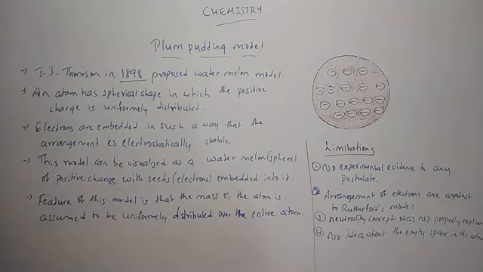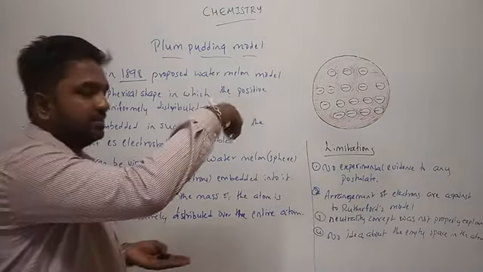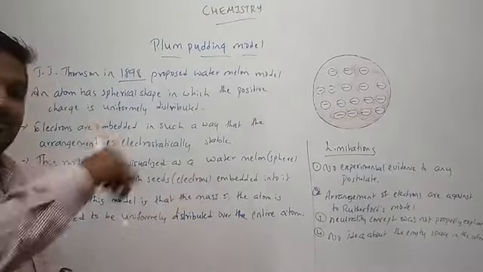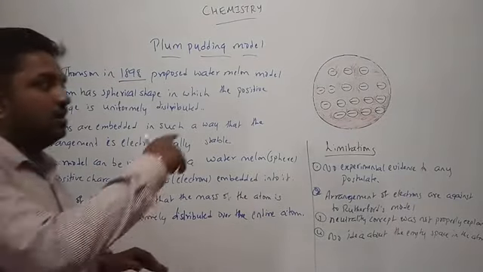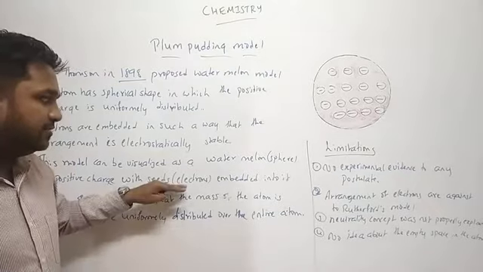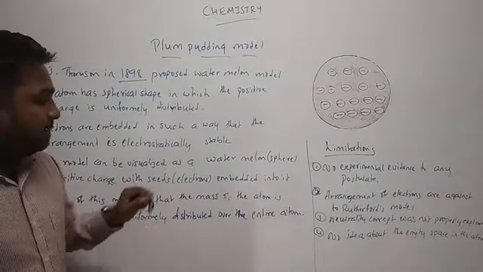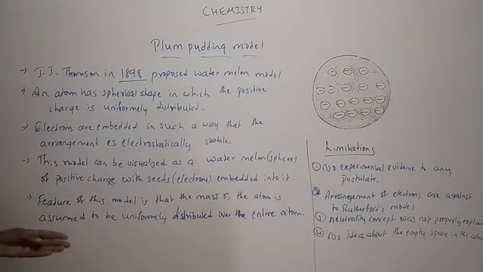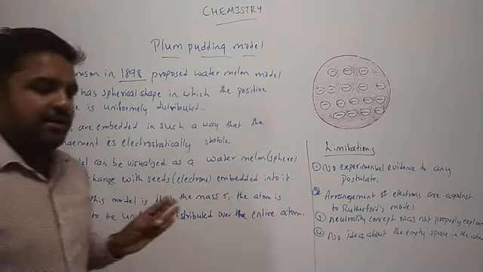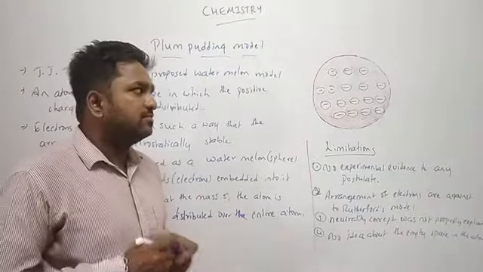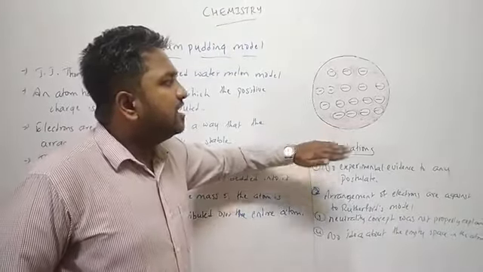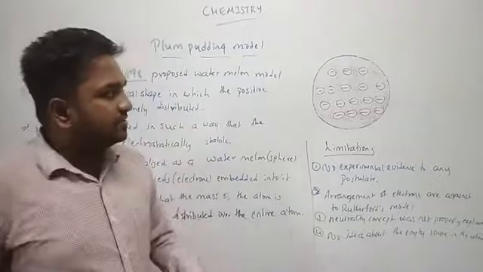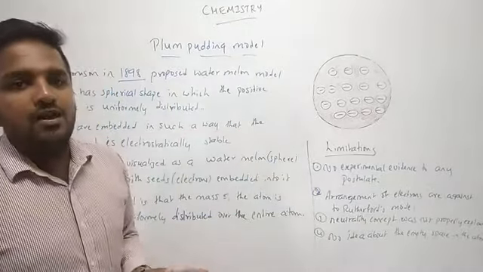So this model can be visualized as a watermelon. The atom is spherically shaped according to J.J. Thomson, so let us consider it a watermelon of positive charge. All of it is positive charge, uniformly distributed, and the seeds, the electrons, the black seeds, are embedded in it. Clear? A feature of this model is that the mass of the atom is assumed to be uniformly distributed over the entire atom. So according to J.J. Thomson's atomic model, the positive charge is uniformly distributed throughout the atom. This was the concept explained by the plum pudding or watermelon model.